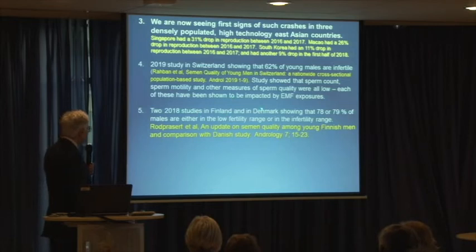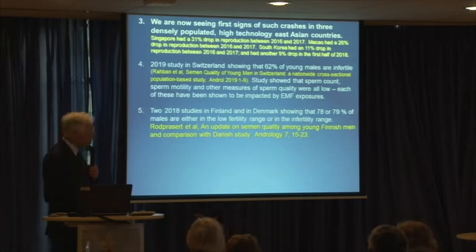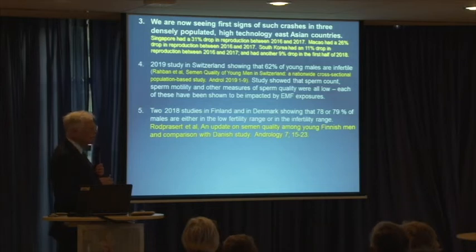There were a couple of studies in Finland and Denmark that were published a little bit earlier, in which things were better than, I think, the Swiss situation, but still quite bad. 78 or 79% of the males were either in the low fertility or infertile range. Now, most of those were in the low fertility range. So they are better than the Swiss ones that came about a year later, but not good.